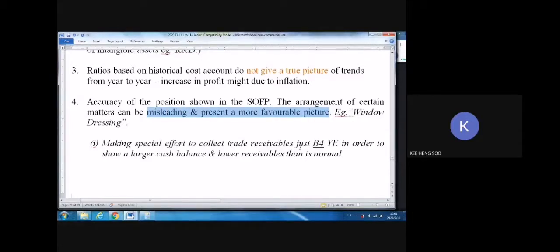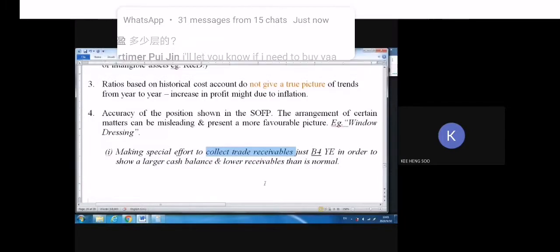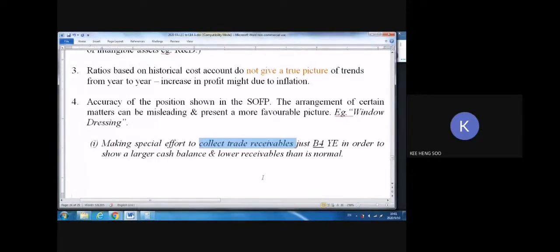You got it? Okay. So other than that, window dressing can be making special effort to collect trade receivables just before year end. You sell goods to a customer, you tell the customer, I give you 1 month credit. 1 month credit is until January 3rd. But you go and tell the customer, can you pay by 31st December or not? Because I have to close account already, I give you 5% discount. That is called making special effort. So this is called window dressing. You are not following exactly the rule.